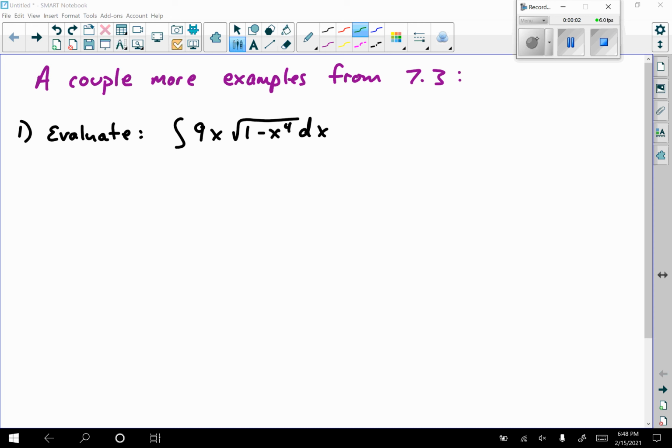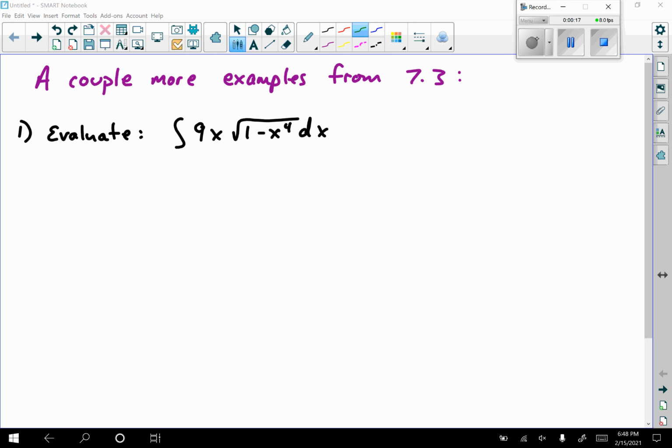Hello everyone. In tonight's lesson, I'm going to start by going over a couple more problems from section 7.3 that are tied directly into WebAssign. And I'm just going to do part one. I'm going to split section 7.4 into two separate videos, so this will just be the first part.